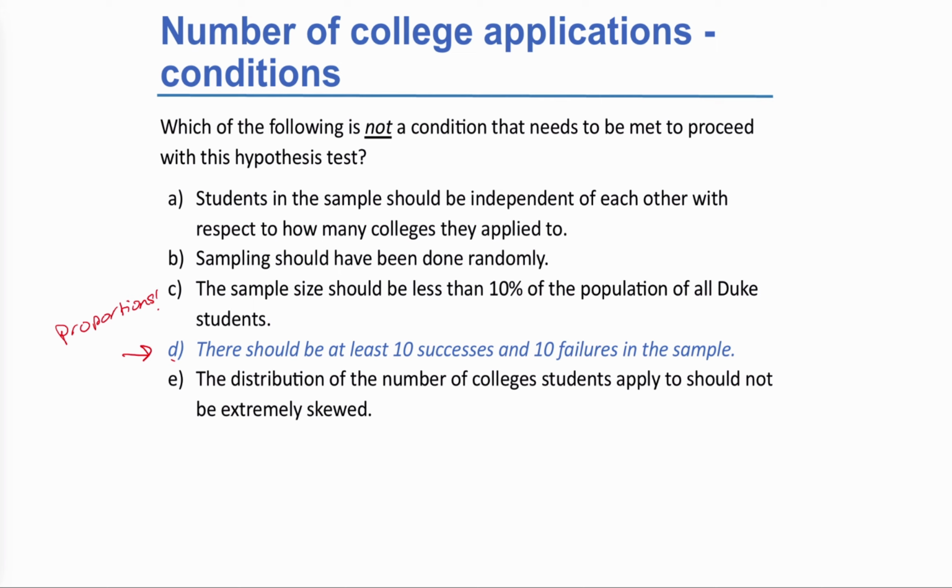But students in the sample should be independent. The sample should be done randomly. Sample size should be less than 10% of all Duke students, and the distribution in the number of colleges students applied to should not be extremely skewed.